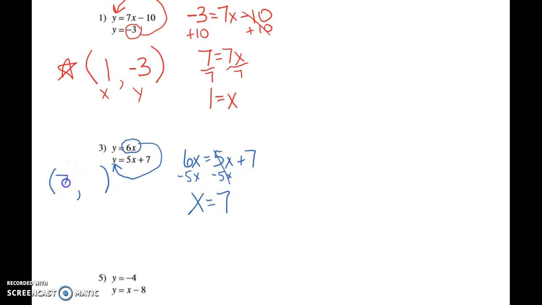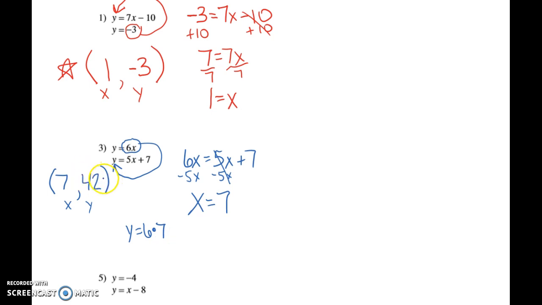Let's go put it in our answer spot. Remember, this is always x comma y. So now this one's a little different. We have part of our answer. We have the 7. We need the y. Well, guess what? Both of these equations up here tell us what y equals. So if this one is 6 times whatever x is, and we now know that x is 7, what is 6 times 7? It's 42.